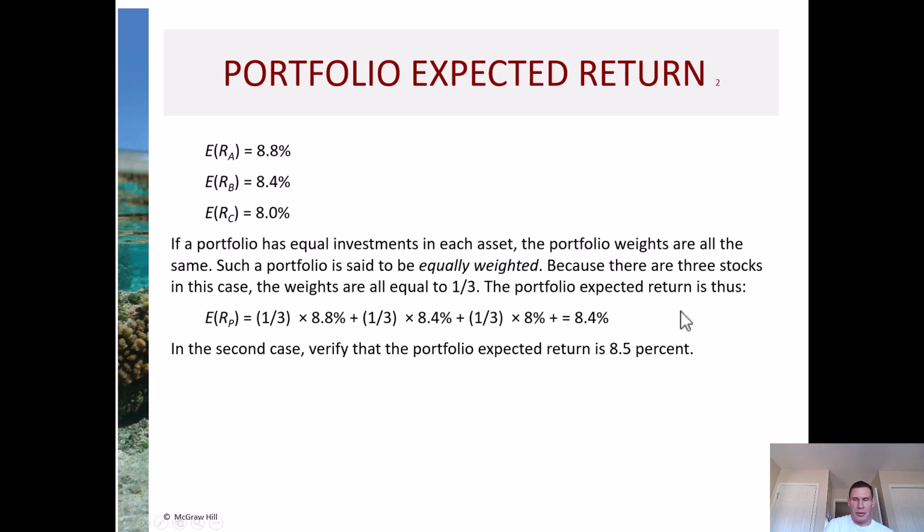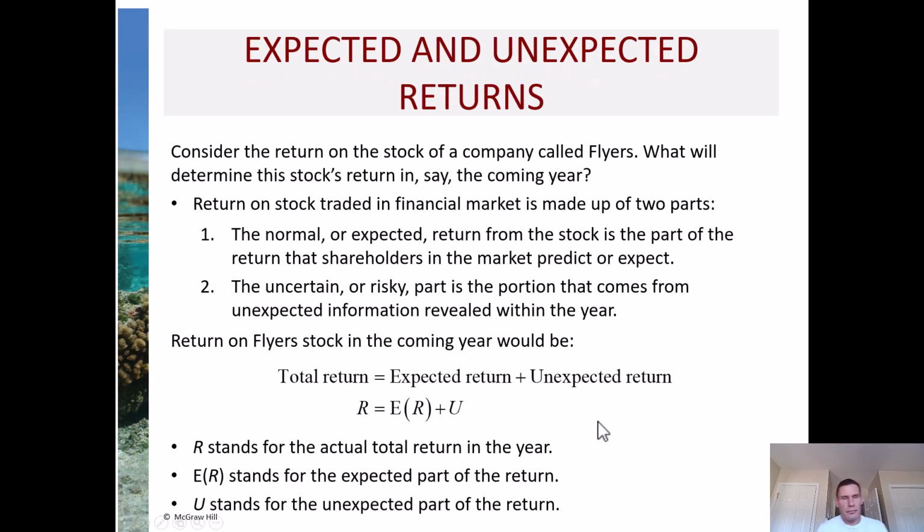The portfolio expected return is just 1/3 times the 8.8 plus 1/3 times the 8.4. Probably see where this is going, right? And then 1/3 times the 8%. So we get a median of 8.4%. So in this case, verify that the portfolio expected return is 8.5%.